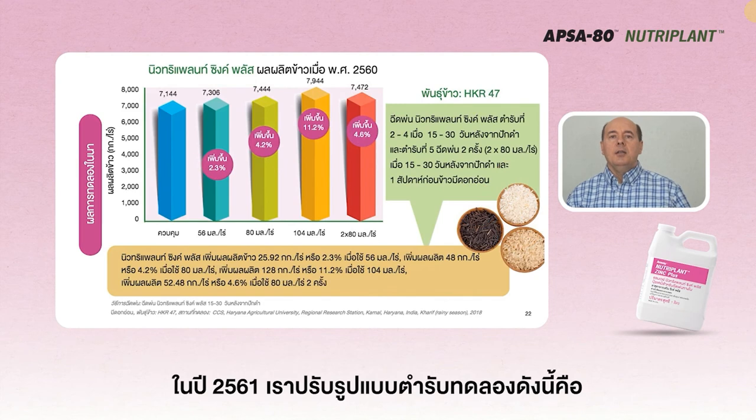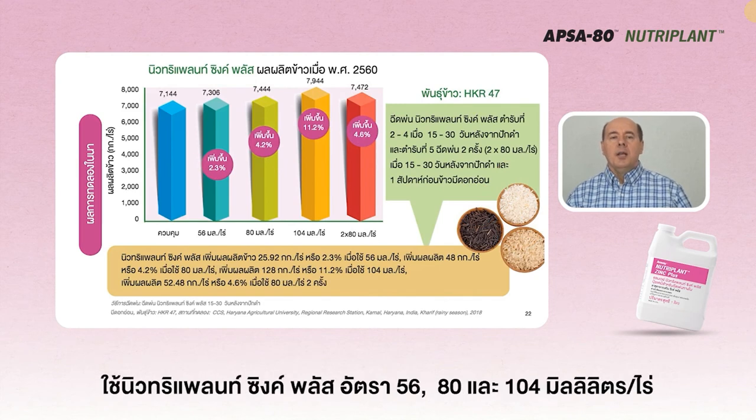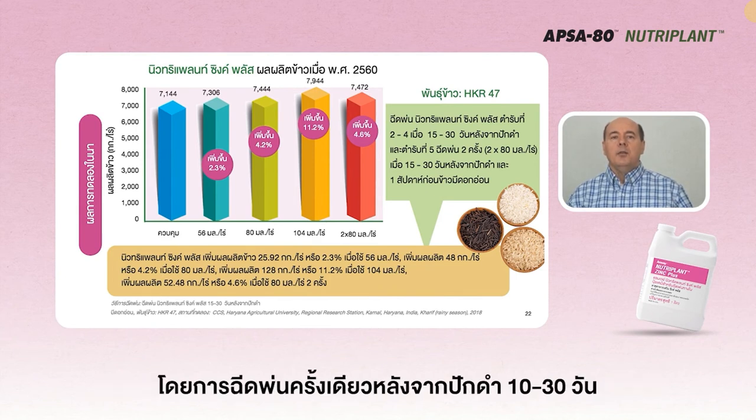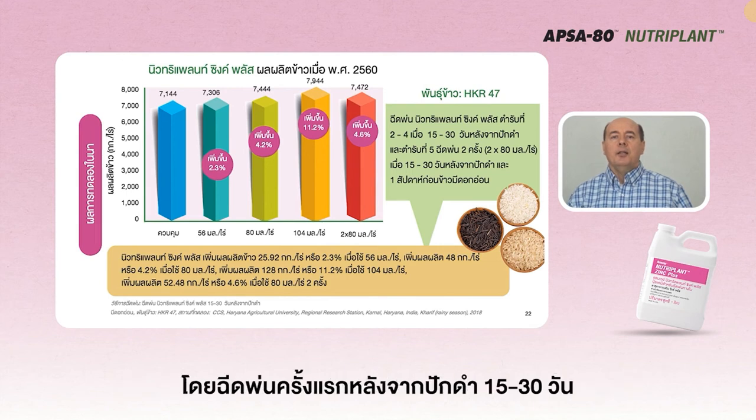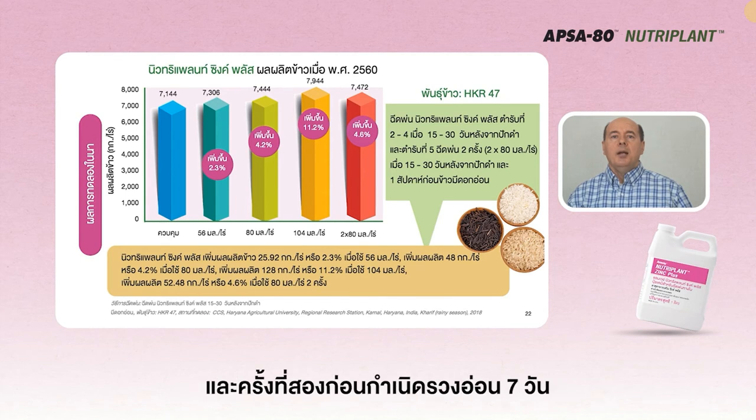In 2018, we applied NutriPlant Zinc Plus at 350 ml per hectare, 500 ml per hectare, and 650 ml per hectare at 15 to 30 days after transplanting rice. And 2 applications of NutriPlant Zinc Plus at 500 ml per hectare. First applied at 15 to 30 days after transplanting, then applied the second time 1 week before panicle initiation.